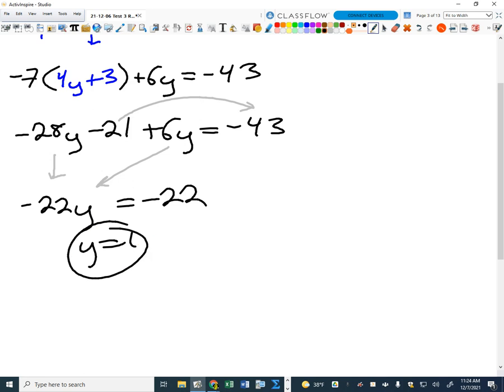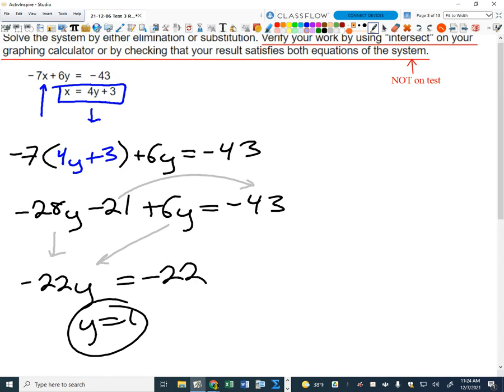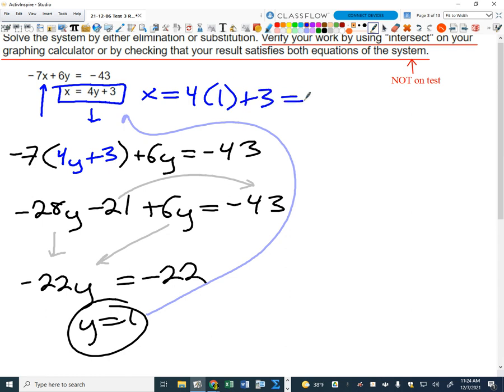Am I done? No. Not done. Damien, where do I go to find the value of x? Okay, back up to up here, right? Already got it boxed. So we'll just go right back to my boxed substitution equation to find the other variable. I'll plug in 1 for y, and I get x equals 4 times 1 plus 3, which is 7. And so my ordered pair, my solution, is just 7, 1. Okay, good? No big deal.